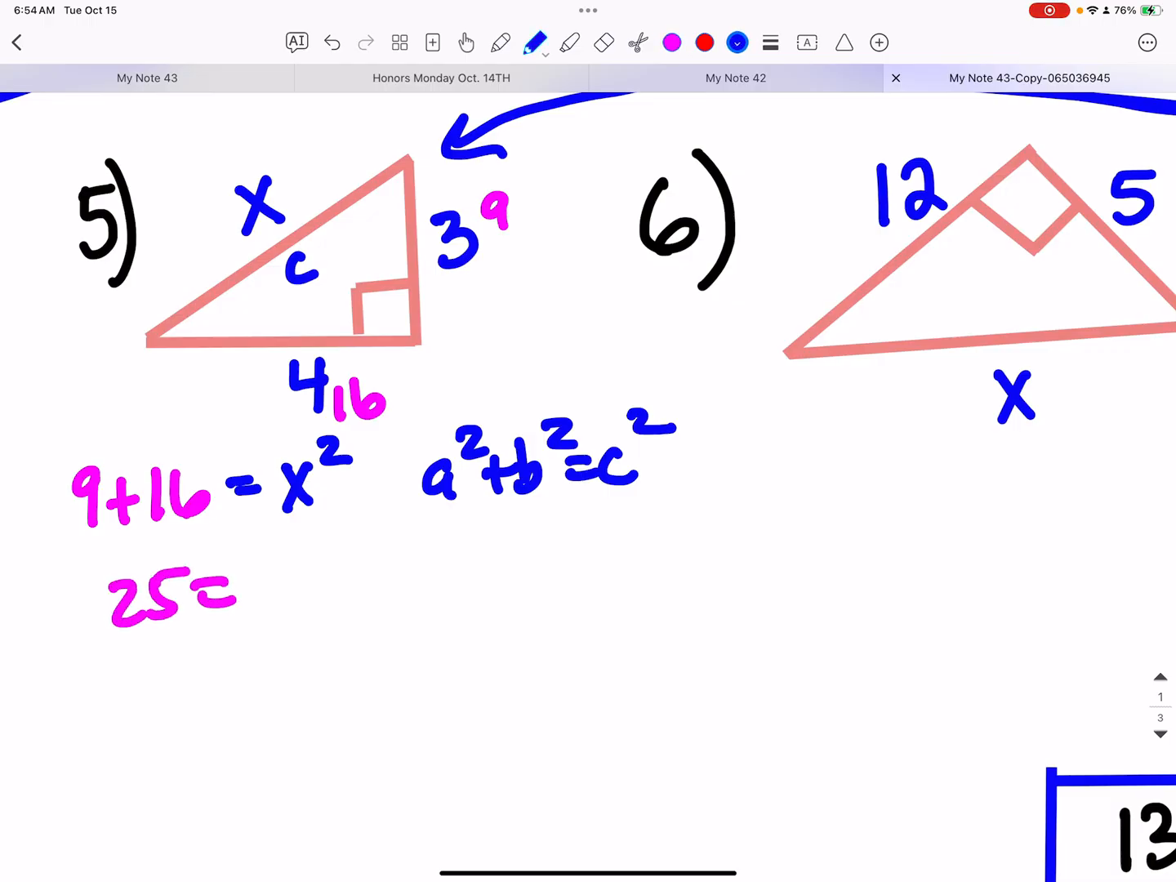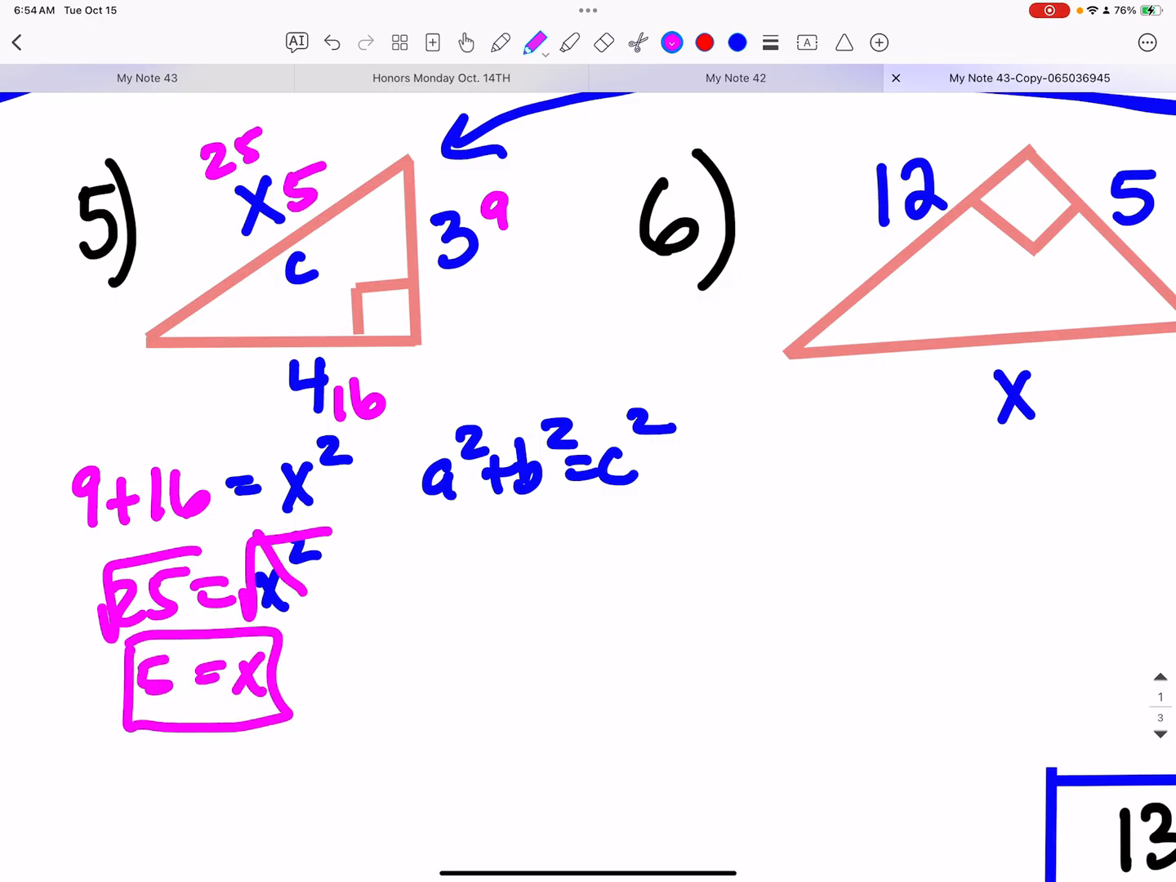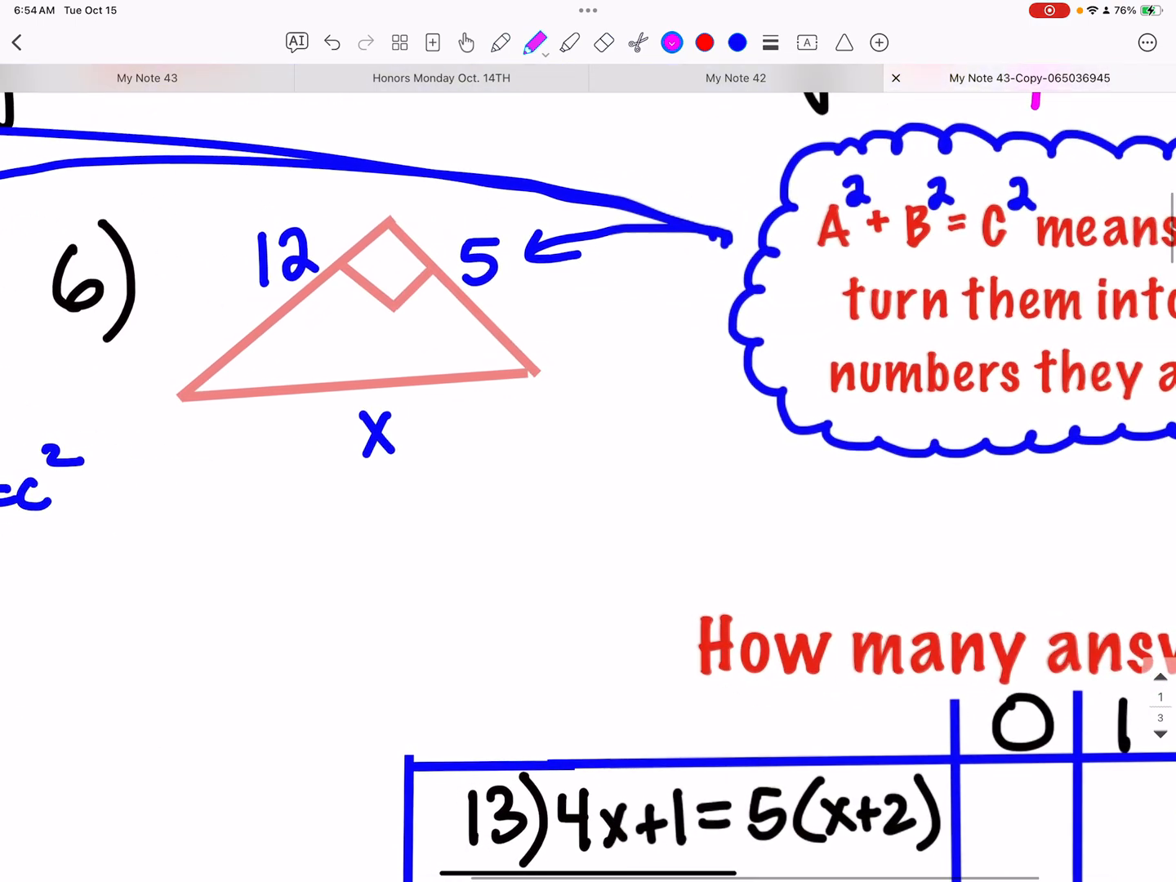So 25 is not the answer. It's the pink number for the answer. So the number that makes 25, we take the square root of that to figure out the number that makes it, and x equals 5. So this is 5. Over here, turn them into pink numbers. 144, 25, add them together, that's 169.